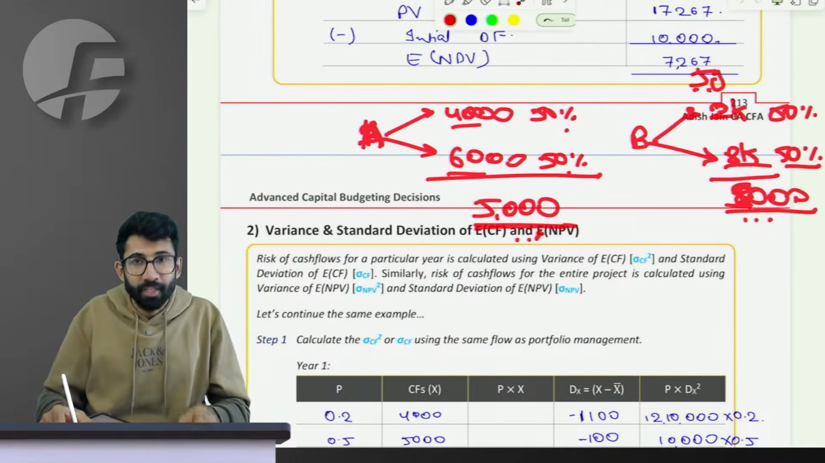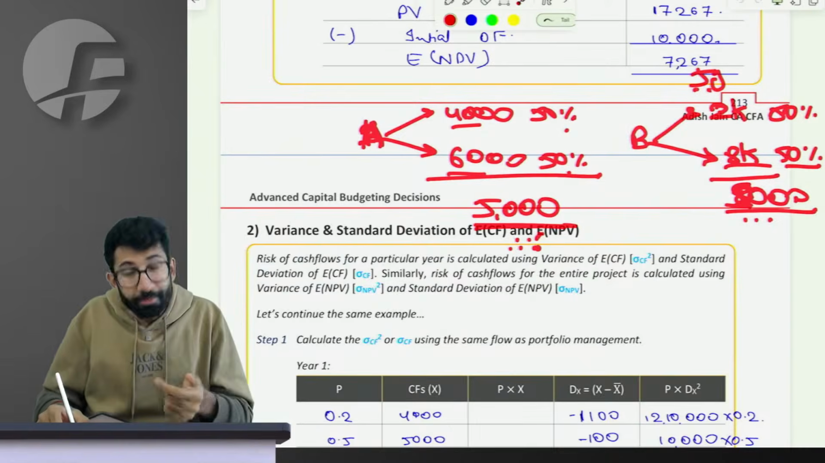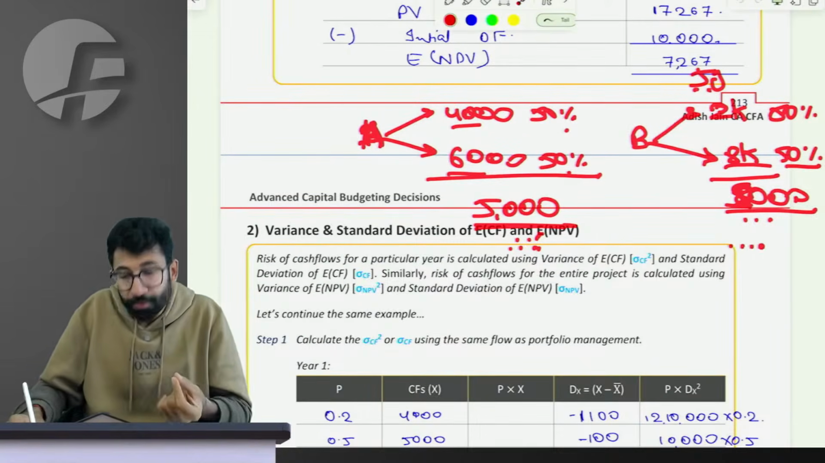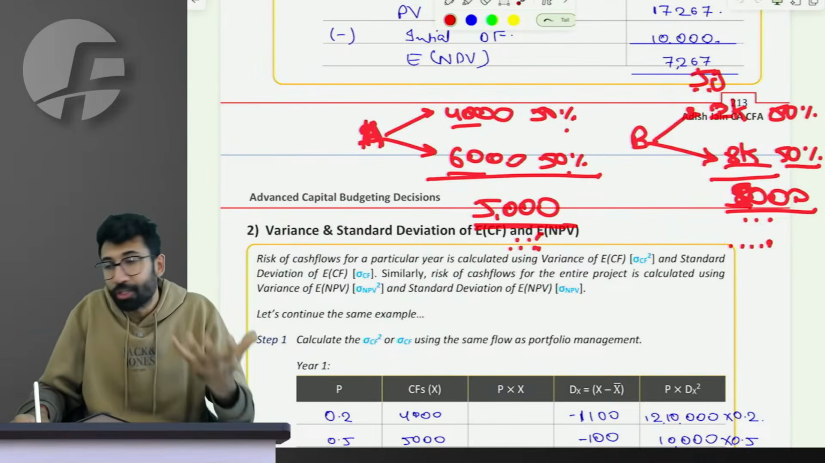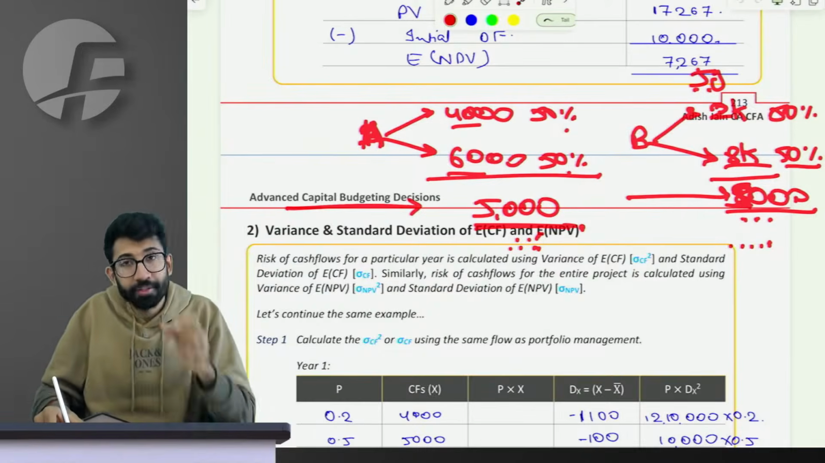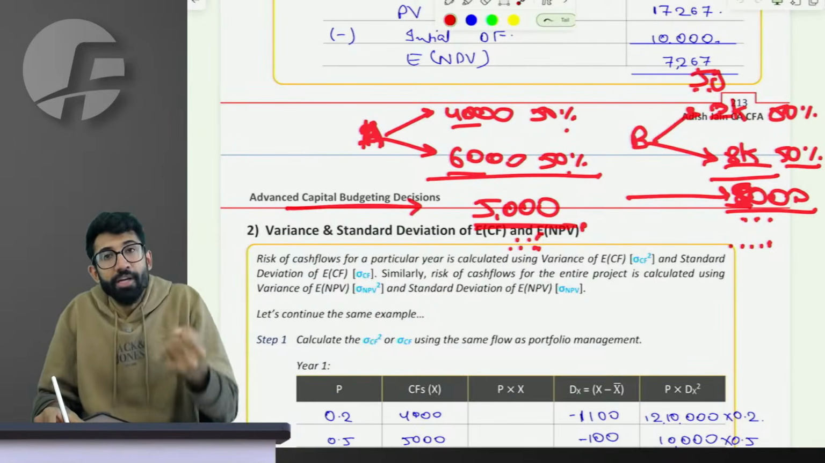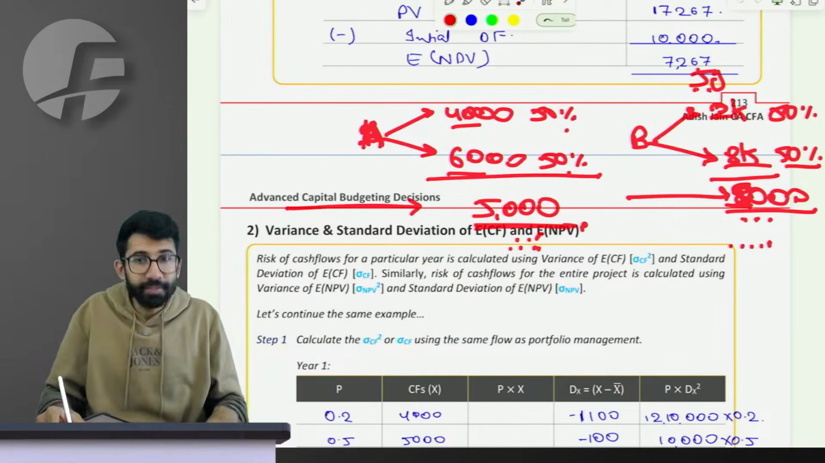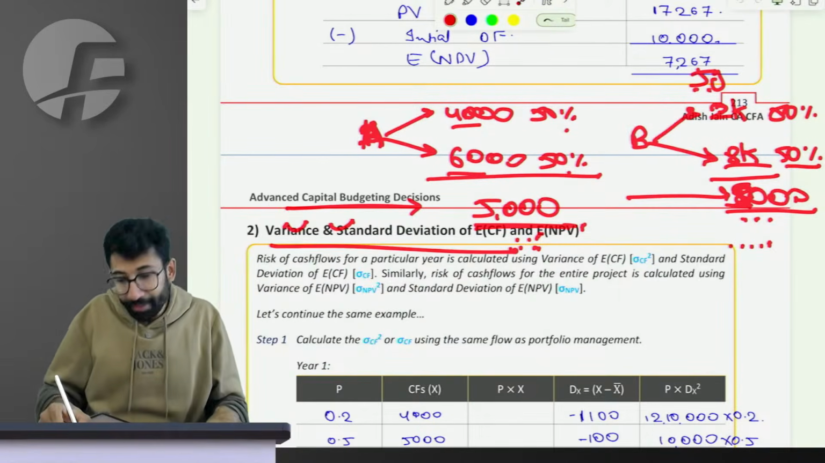Everyone? Do you realize it is Project A, because it has lower risk, lower deviation of cash flows as compared to Project B, which has higher risk because of higher deviation. So did you realize it is not only the cash flow which should be considered for the purpose of decision making, it should also be the risk involved in that cash flow or that project. That's what you're going to calculate now.